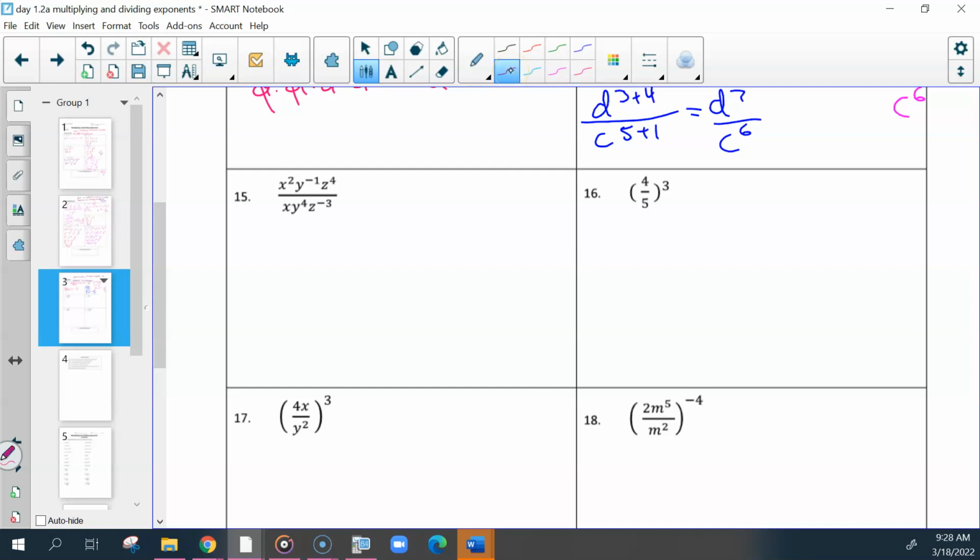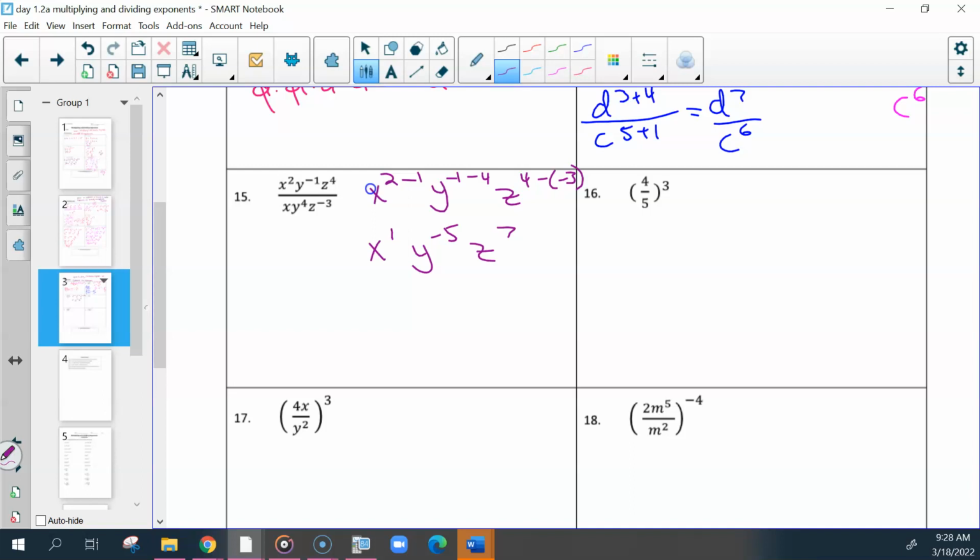So for this, we have like bases for x, y, and z. So we're going to subtract them all. X to the 2 minus 1. Y to the negative 1 minus 4. Z to the fourth minus a negative 3. What would your new exponents be? Z to the 7. Of these things, what do we need to change?